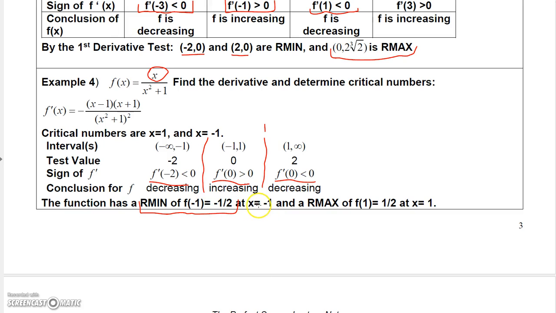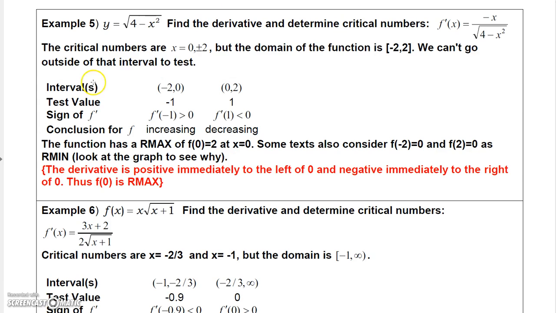And then here at 1, the derivative is positive to the left and negative to the right, so you get a relative maximum of f of 1, and if you plug positive 1 in, you'll get positive 1/2. So those are the critical numbers and the extrema. That's the extrema for that function. Okay, just a couple more.